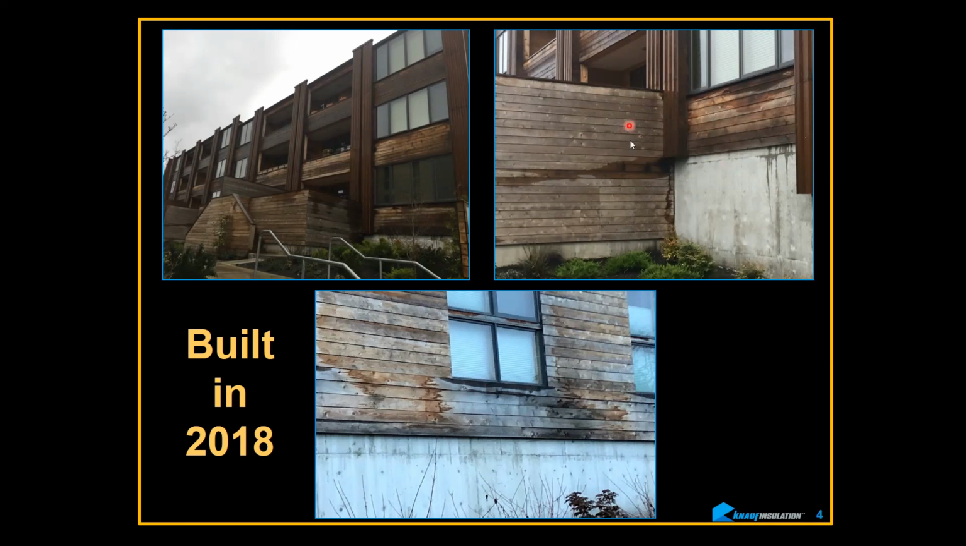Here's a better example on the right-hand side, a little closer up. Same thing here. Here's another side of the building. This is older water damage. This is a brand new building. And the other issue that I have is this is a vented cladding. It's a spaced cladding. So between every one of these pieces of cladding, there's a gap.